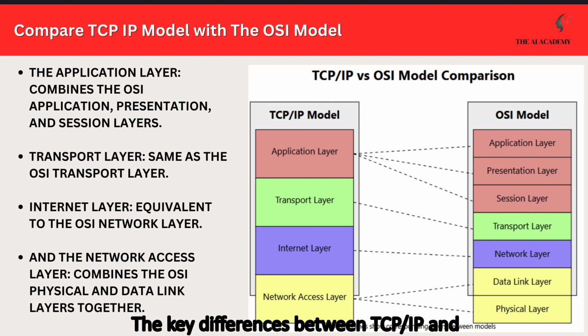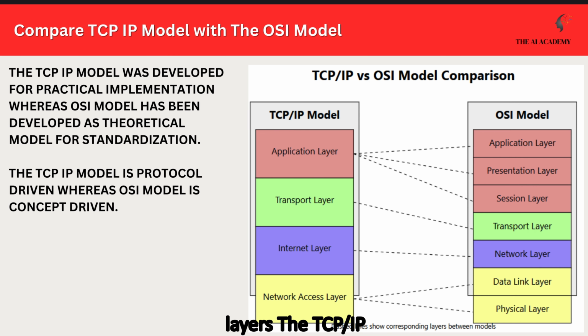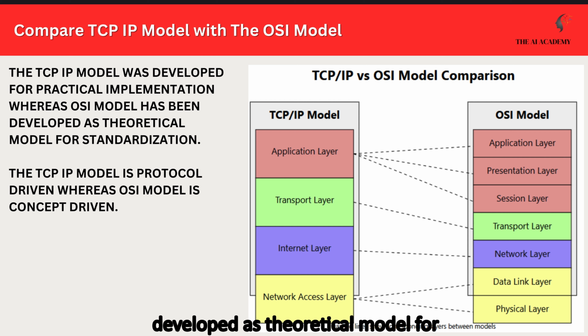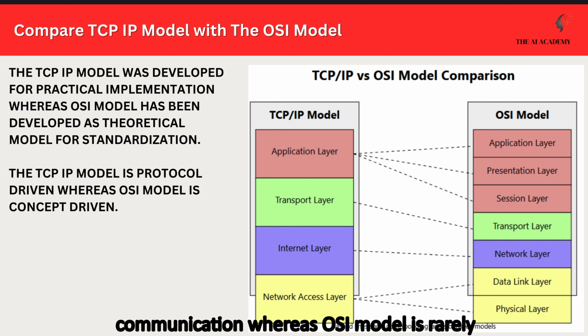The key differences between the TCP/IP and OSI models are that the TCP/IP model has 4 layers whereas the OSI model has 7 layers. The TCP/IP model was developed for practical implementation whereas the OSI model was developed as a theoretical model for standardization. The TCP/IP model is protocol-driven whereas the OSI model is concept-driven. TCP/IP has real-world use and is widely implemented for Internet communication whereas the OSI model is rarely implemented as a whole.